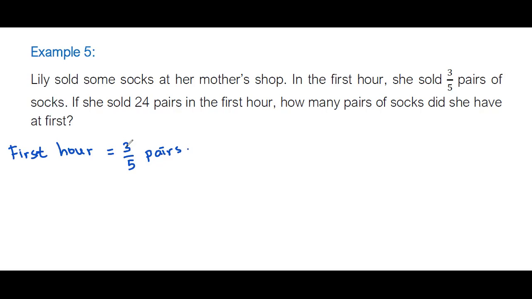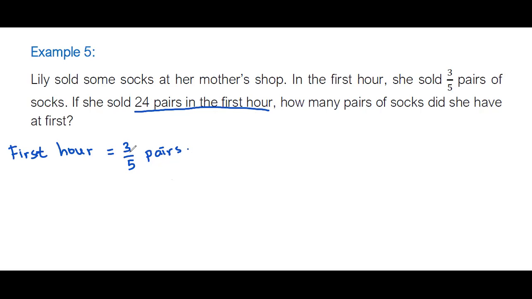If she sold 3 out of 5, it means that she remained with 2 out of 5 to sell. Yes? Okay. Now, she sold 24 pairs in the first hour, so it means that in the first hour, she sold 3 out of 5. And again, you can see that she sold 24 pairs in the first hour.